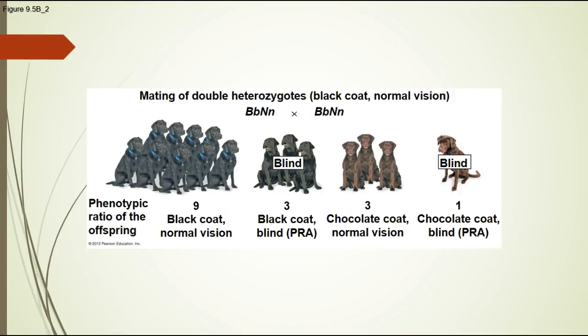When you cross those, over all the puppies that are born from that union, we would have 9 of the 16 would have a black coat with normal vision, 3 of the 16 would have a black coat with blindness, 3 of the 16 would have a chocolate coat and normal vision, and 1 of the 16 would have a chocolate coat with blindness, just like we saw with the peas.